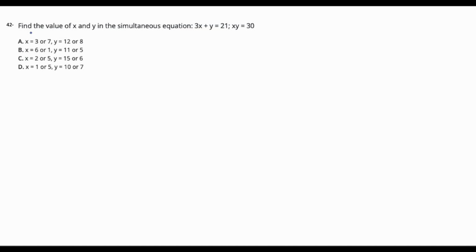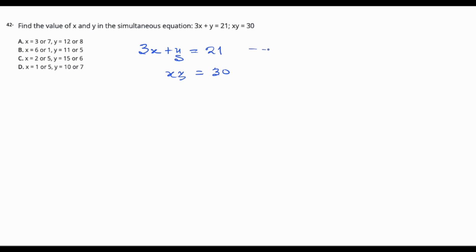Question 42 says, find the value of x and y in the simultaneous equation 3x plus y equals 21 and xy equals 30. So equation 1 is 3x plus y equals 21, and equation 2 says xy equals 30. So let's use the substitution method here to solve the simultaneous equation.